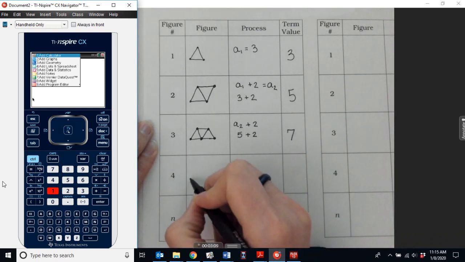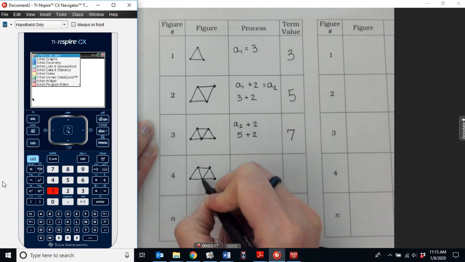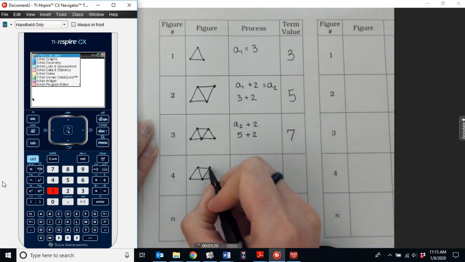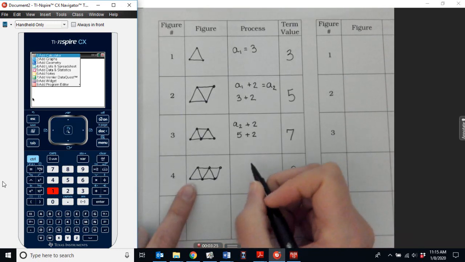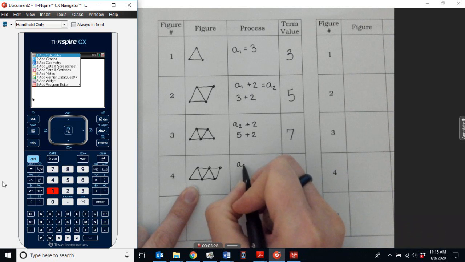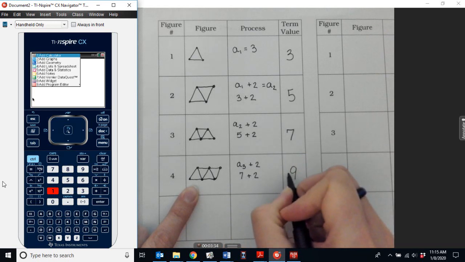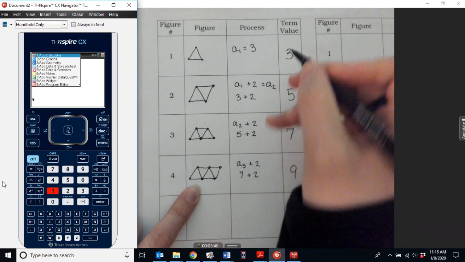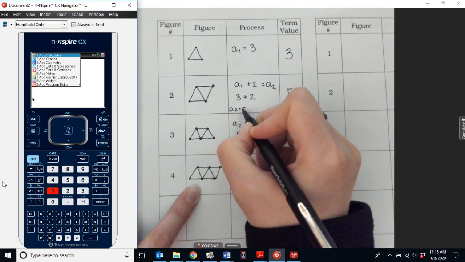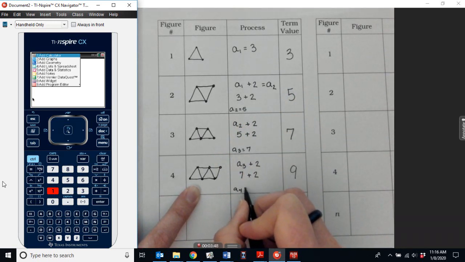And then my last term, my fourth term here, is I take my third term. There's my third term. And I'm going to add 2 more. So I'll get 9 altogether. So here what I'm doing, I'm taking my third term, which we know is 7. I'm adding 2 to get 9. And so if I were to write these out, A of 1 is 3, A of 2 is 5, A of 3 is 7, and A of 4 is 9.